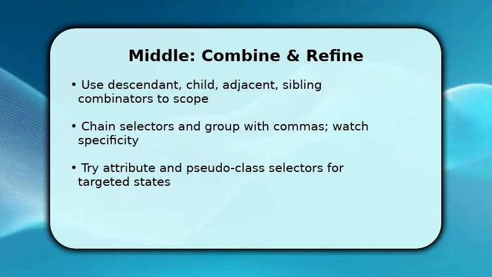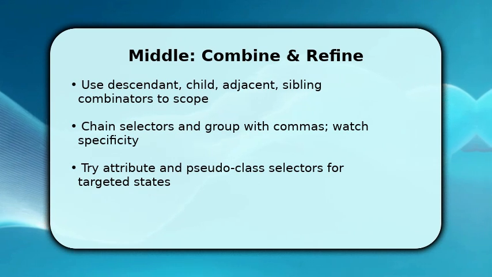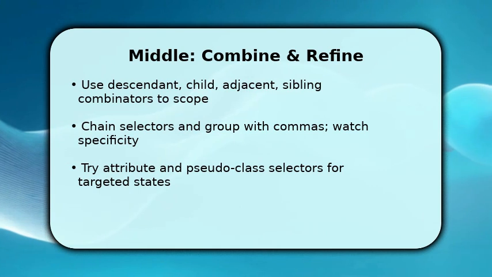Use descendant and child combinators to narrow scope, then adjacent and sibling combinators for relationships between elements. Chain selectors to increase specificity when needed, but make sure to group reusable rules with commas to avoid repetition.